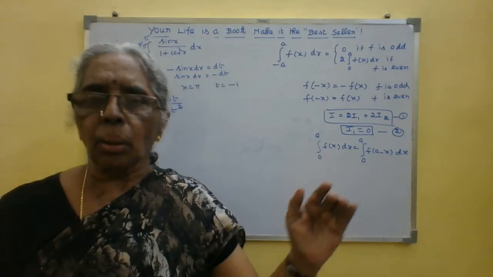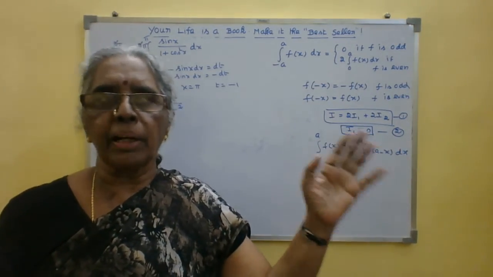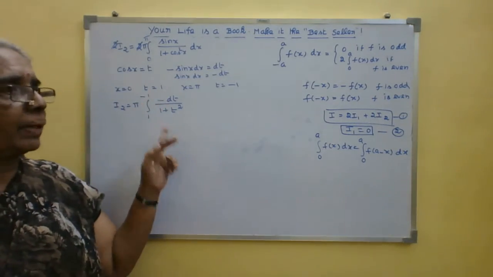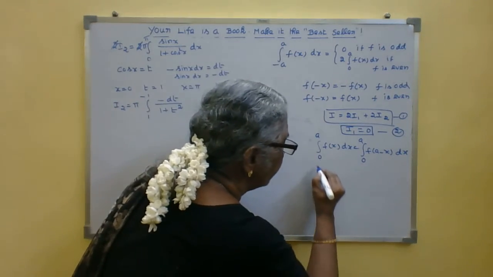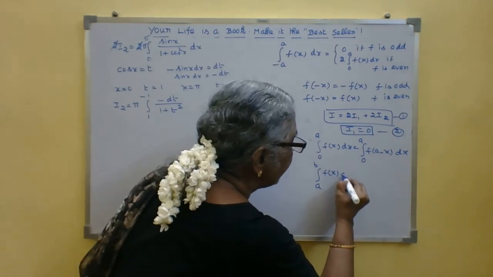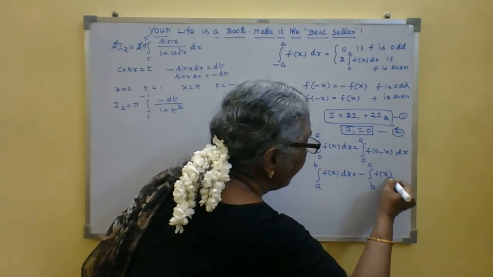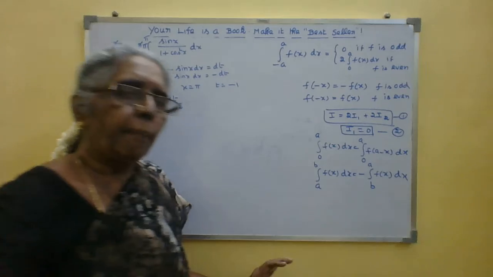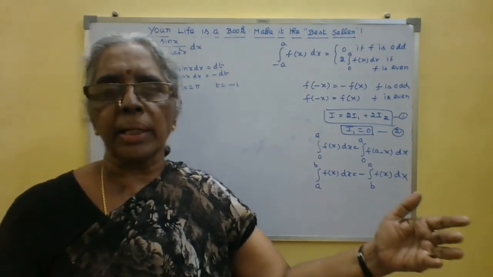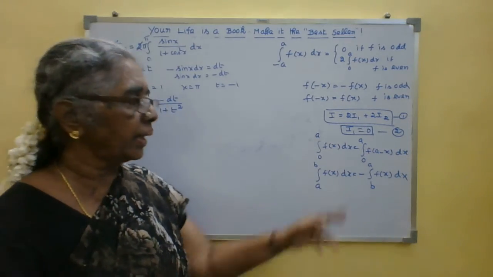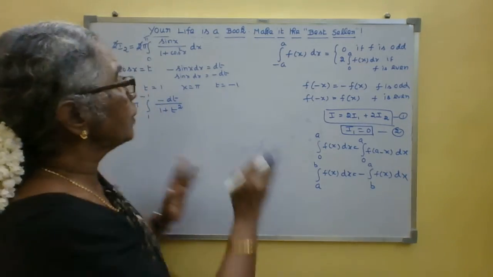Generally the lower limit should be a smaller number and the upper limit should be a greater number. But here it is the other way. Here we are going to use another property, which is integral a to b f of x dx is equal to minus integral b to a f of x dx. That is, when the upper limit is a smaller one and the lower limit is a bigger one, you can either introduce a negation or remove a negation so that you can interchange the limits. This is one property which we are going to use here.